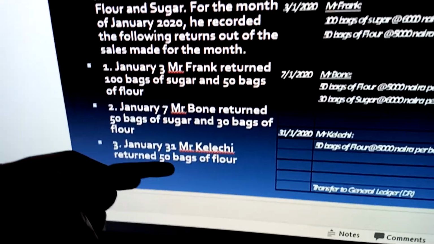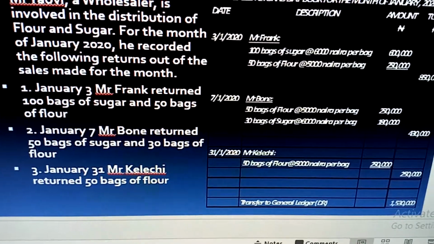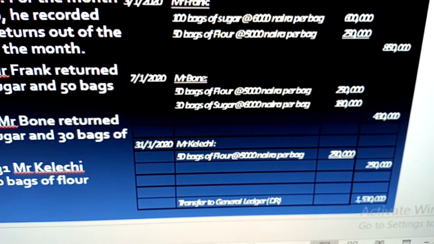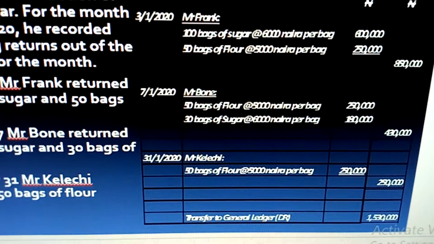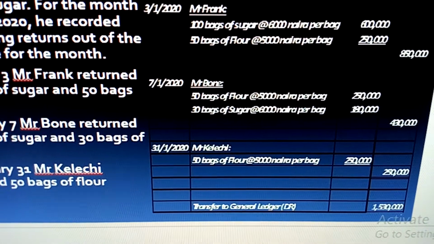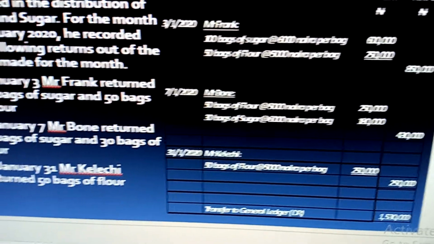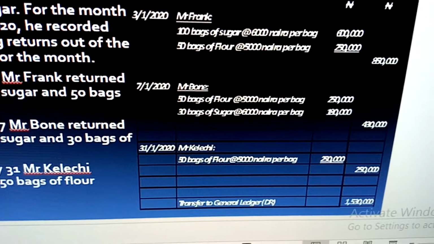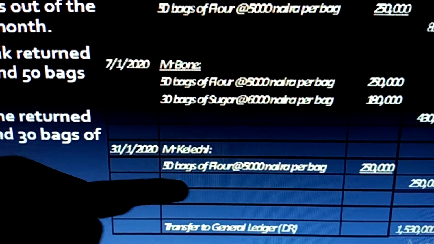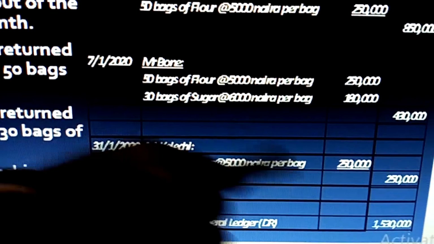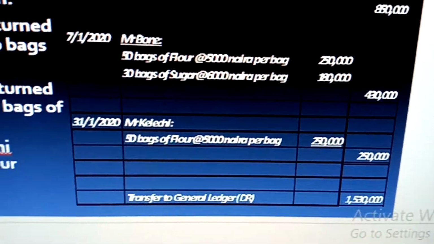The next one, we have January 31st. Mr. Kelechi returned 50 bags of flour. We must refer to our sales day book to get the cost at which the product was sold. Now that we have established that flour was sold at 5,000 to Mr. Kelechi, the returns must be at 5,000 naira per bag. So on 31st of January 2020, Mr. Kelechi returned 50 bags of flour at 5,000 naira per bag. So 50 times 5,000 is 250,000 naira.